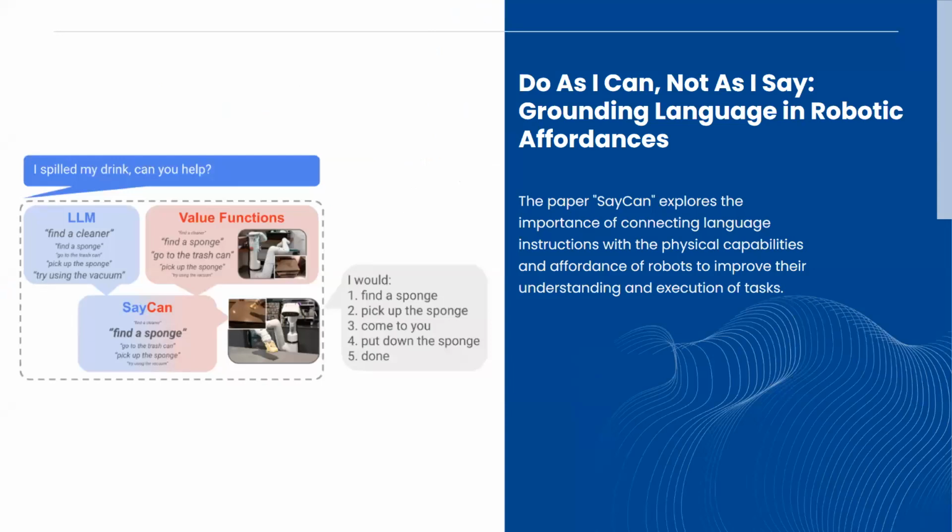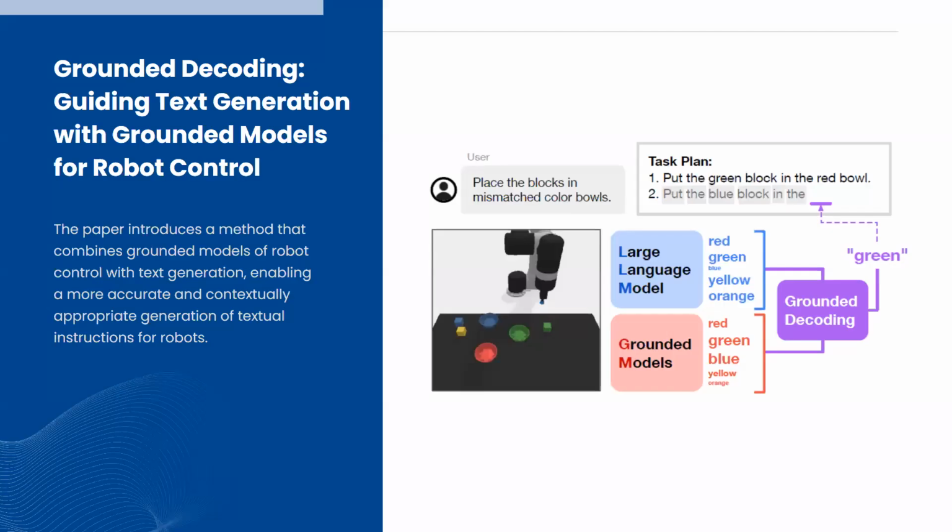We have SayCan. The paper SayCan explores the importance of connecting language instructions with the physical capabilities and affordances of robots to improve their understanding and execution of tasks. And then we have Grounded Decoding. The paper introduces a method that combines grounded models of robot control with text generation, enabling a more accurate and textually appropriate generation of textual instructions for robots.